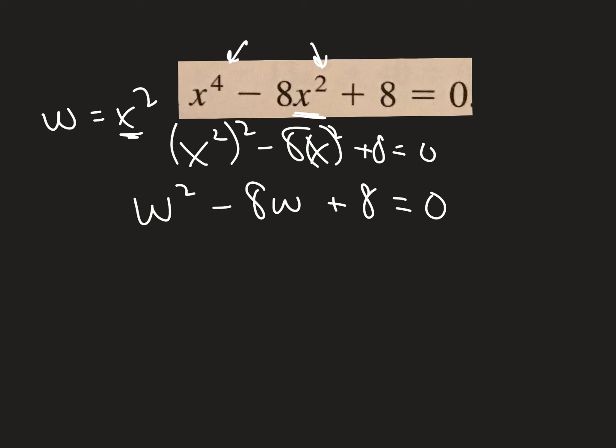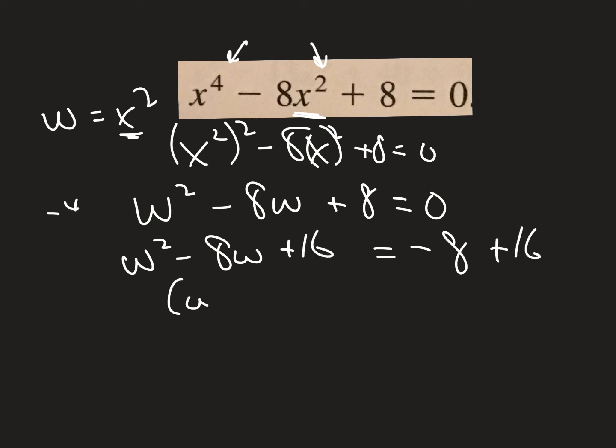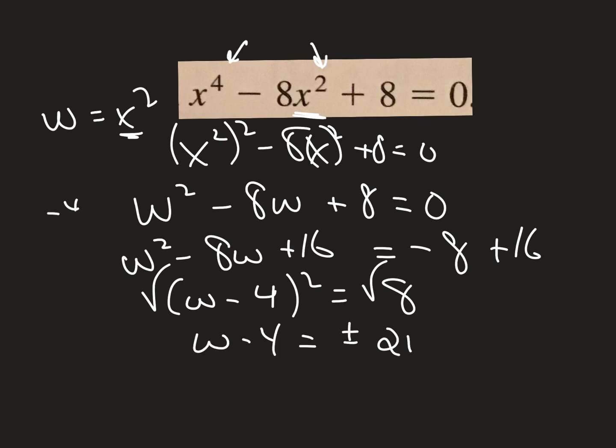That's not going to factor. I'm going to complete the square, so we get w squared minus 8w. Move the 8 over. Take half of 8, which is negative 4, square it. You get plus 16 on both sides. And so this side I get w minus 4 squared. Over here I get 8. Take the square root of both sides. Get w minus 4. Here I've got plus or minus 2, 1, 2. Move the 4 over. And usually it would kind of be done right there, but that's what w equals.